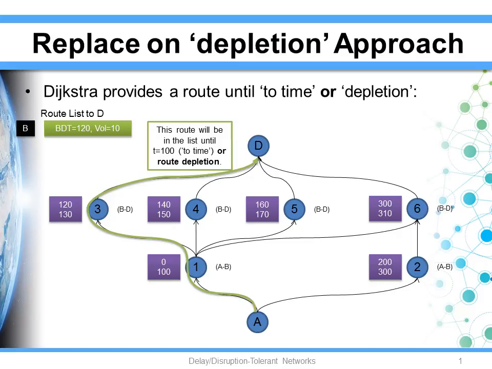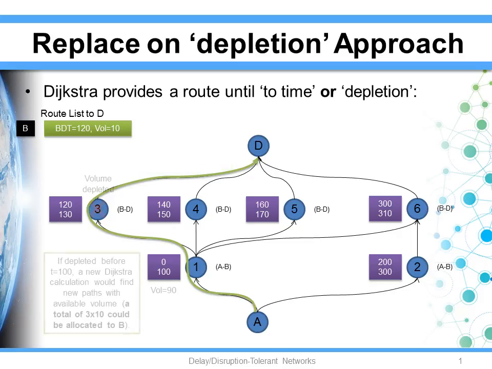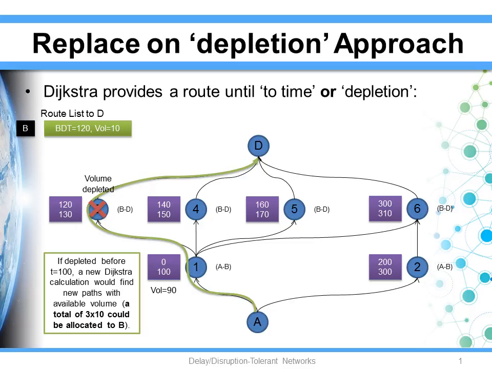And this route will be in the list until time 100, which is the two-time as well, or when the routes get depleted. And the routes get depleted when I forward as many packets or as many bundles as needed to overbook all the capacity that this path has. So for example, in this case, it will be 10, which is the volume that we calculated through this path. So if we send as much data as to reach a volume of 10, then there is a limiting contact in terms of volume here that gets depleted. In this case, it is contact number 2.